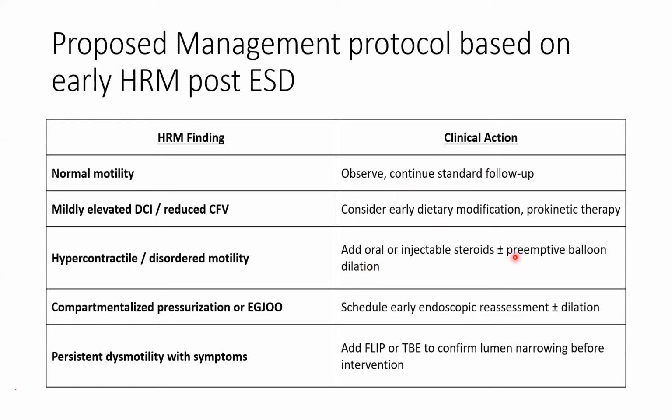Think of giving injectable steroids, not only at the index ESD but subsequently also at 2 weeks, 4 weeks. You can probably give steroids and do a preemptive balloon dilatation. If you actually have a compartmental pressurization on the EGJ, particularly if the ESD has been done at the level of the LES, schedule an early endoscopic reassessment and dilate. But if you still have symptoms, you may do a FLIP.